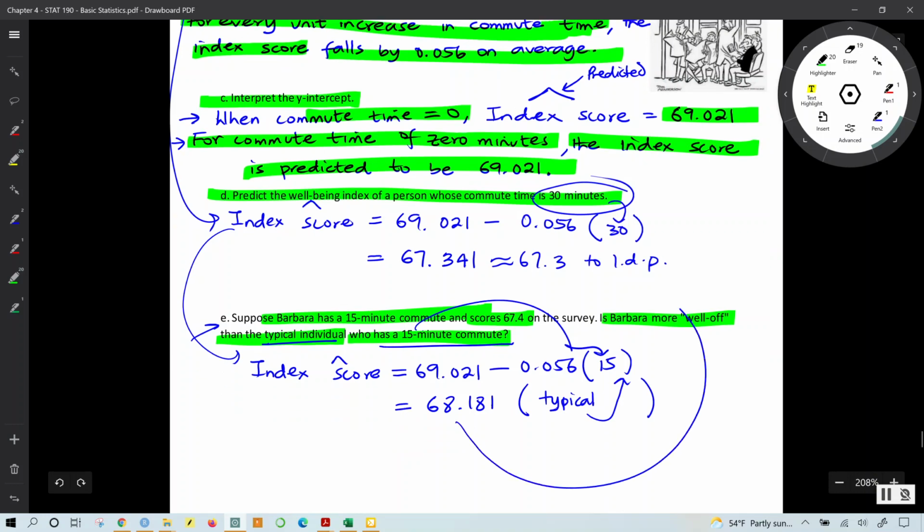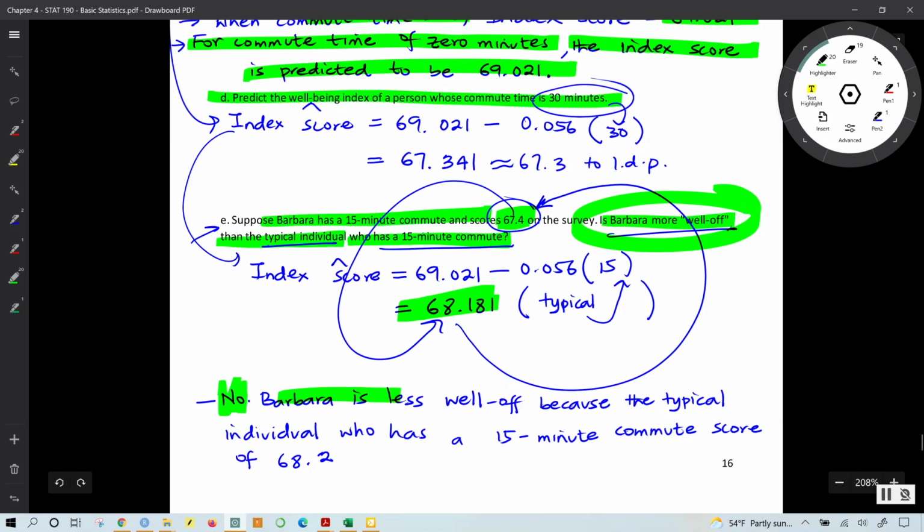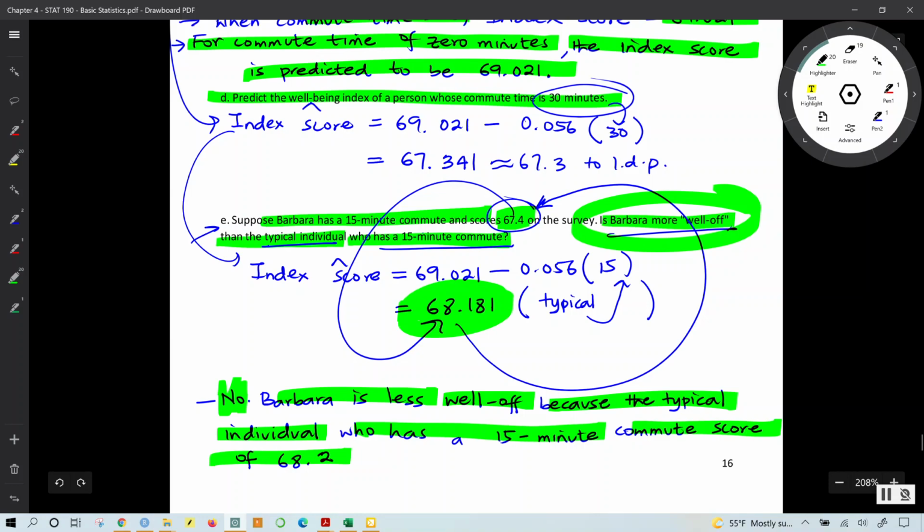So this is what should be typical of any person who has a 15-minute commute. But then we need to compare this with the individual value observed for Barbara. Barbara has 67.4, which is less than 68.181. So since Barbara's score is less than the typical score, we cannot say that Barbara is better off. So the appropriate answer to this question, is she better off? No. Barbara is less well off because the typical score for an individual who has a 15-minute commute should be 68.2, rounded off to one decimal place.